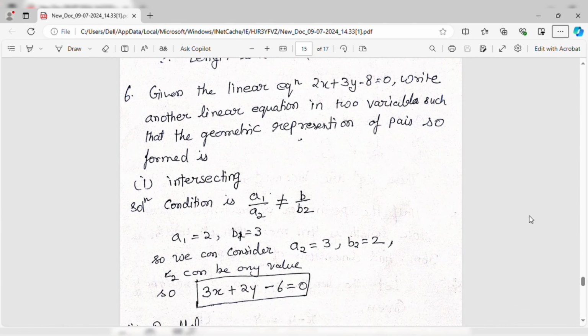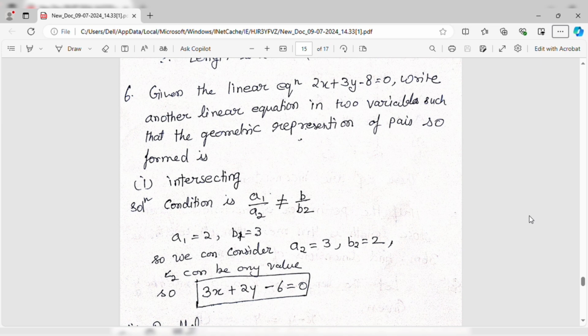Next question, question number 6. We are given the linear equation 2x plus 3y minus 8 equals 0, and we have to find another linear equation in two variables such that the geometric representation of the pair is formed as intersecting for the first part. So we will find an equation for the condition to be fulfilled as intersecting.